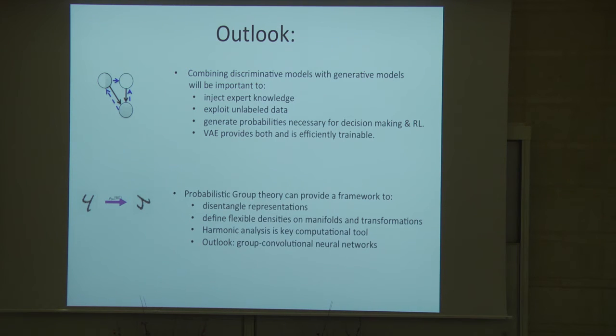We have defined flexible densities on manifolds and transformations using these harmonic densities. The reason why this is successful is that there exists this harmonic analysis tool that is very efficient, based on these fast Fourier transforms. And then the outlook is that we also use these fast Fourier transforms to learn neural networks that not only do convolutions, and translations, but also do all sorts of other symmetry transformations on the data.